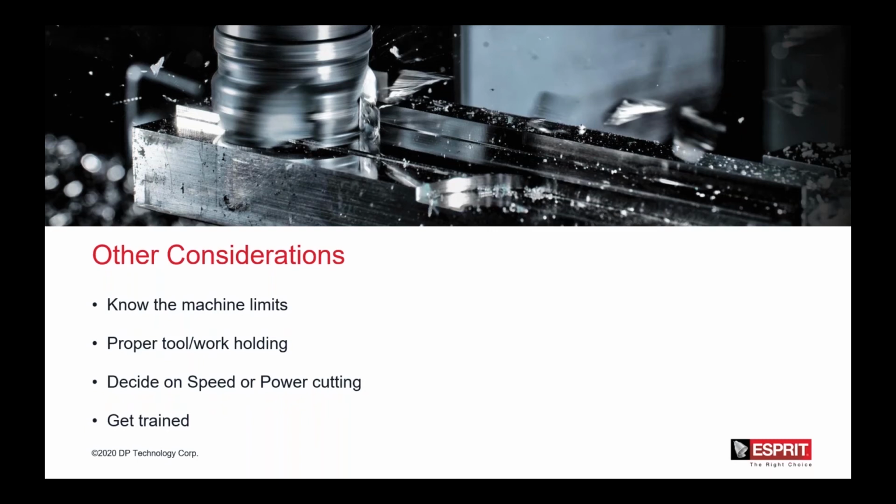You also need to have proper tool and work holding. We typically recommend shrink fit or hydraulic holders for this. With these high RPMs and high feed moves, you really want to have some proper tool holding there. You need to decide whether speed or power cutting is your goal, and just make sure you get properly trained on profit milling. Make sure that you understand what the inputs are and what settings are going to optimize your operation for exactly what you're trying to do.